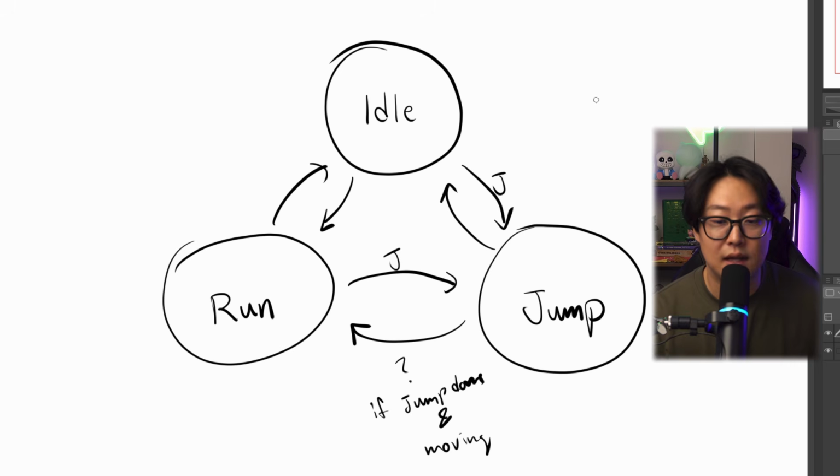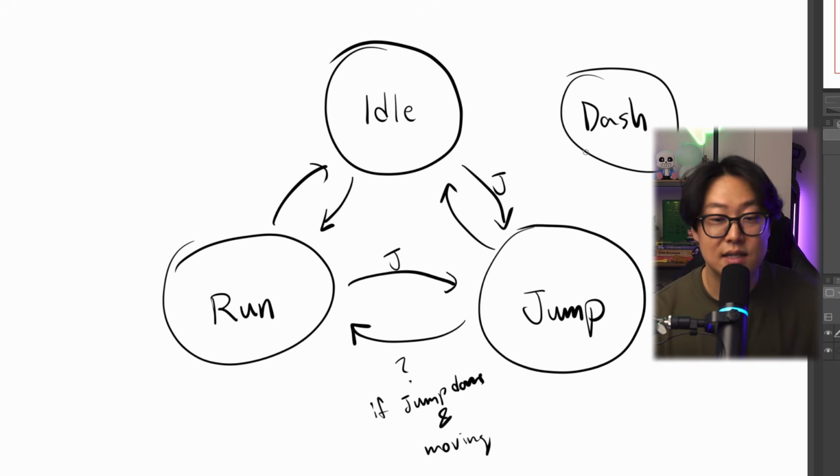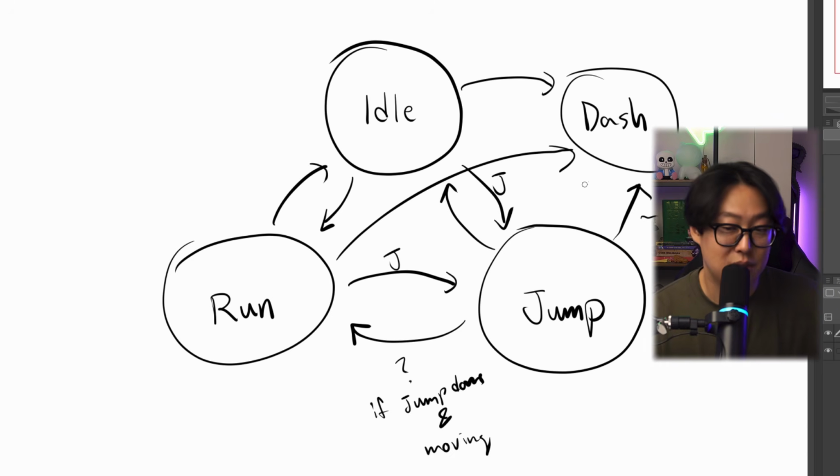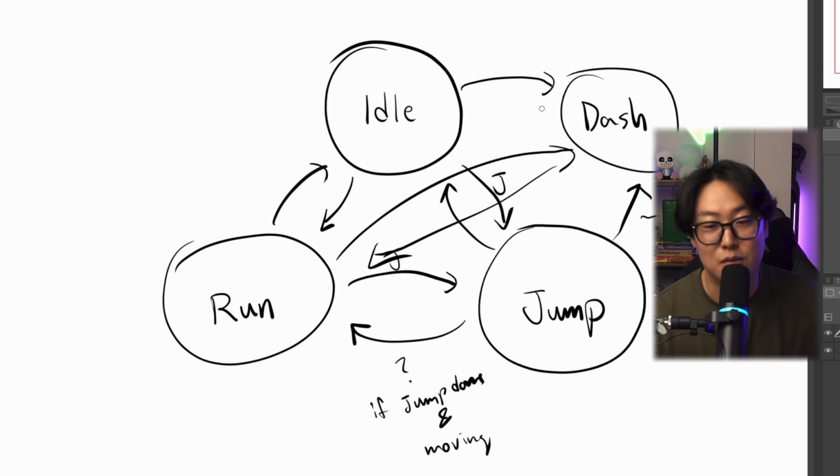We may get something like, oh, what if you add a dash? If we add a dash, now we're thinking about, okay, can we go from idle to dash? Yeah, we can go from idle to dash as long as we press the dash button. Can we go from run to dash? Yes, we can go from run to dash. And then from dash, can you jump? Maybe not, but can you run? Yes, you can transition to run. You can transition to idle by stopping moving.